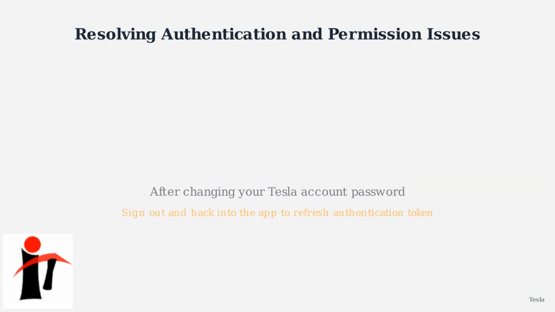If you've recently changed your Tesla account password, you'll need to refresh your authentication. Sign out of the app completely, then sign back in with your new credentials. This regenerates your OAuth token and reestablishes the secure connection between your device and Tesla's servers.